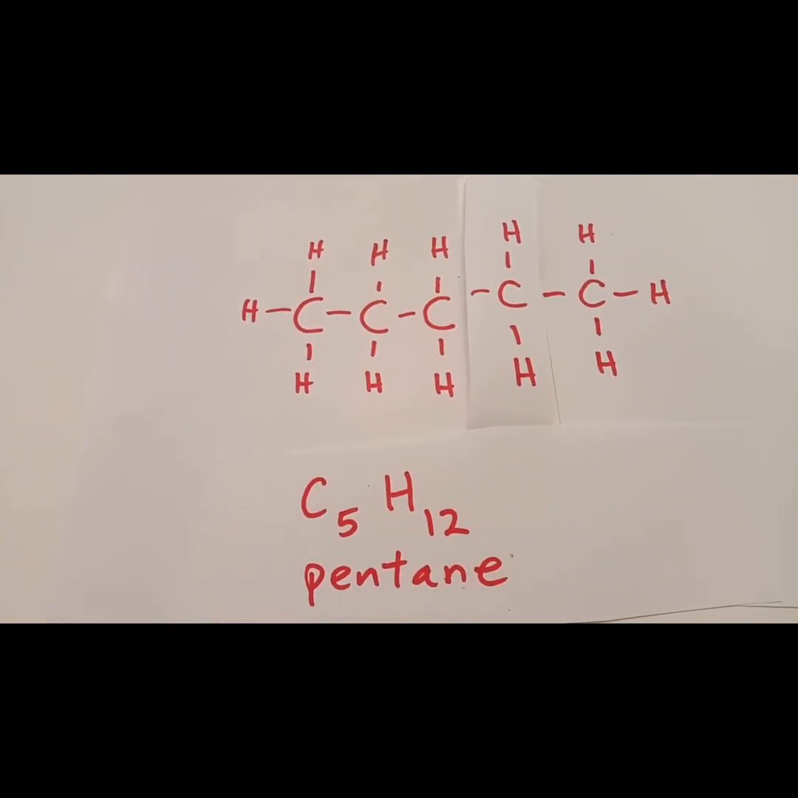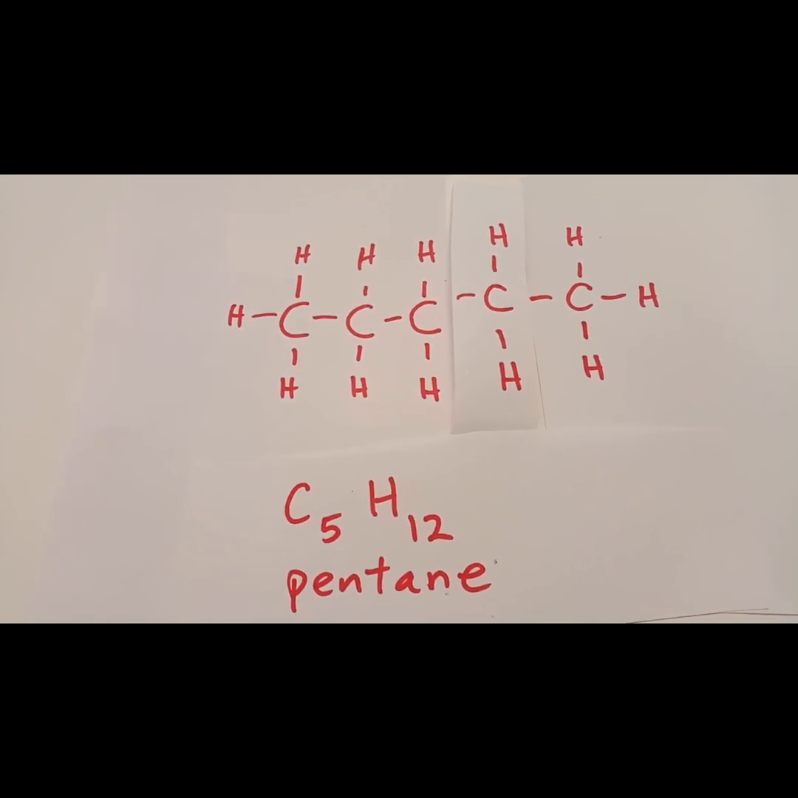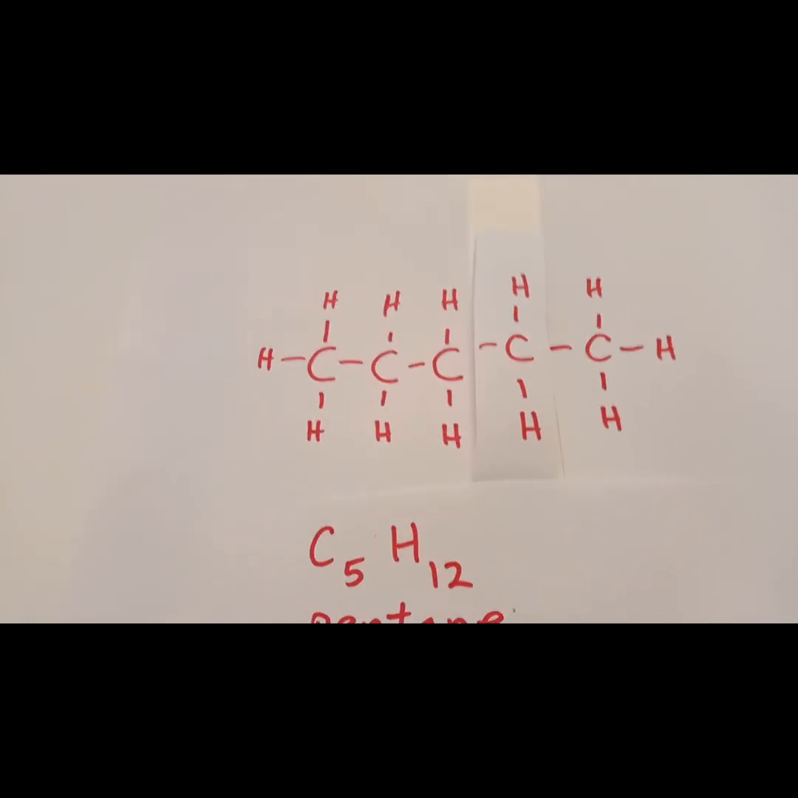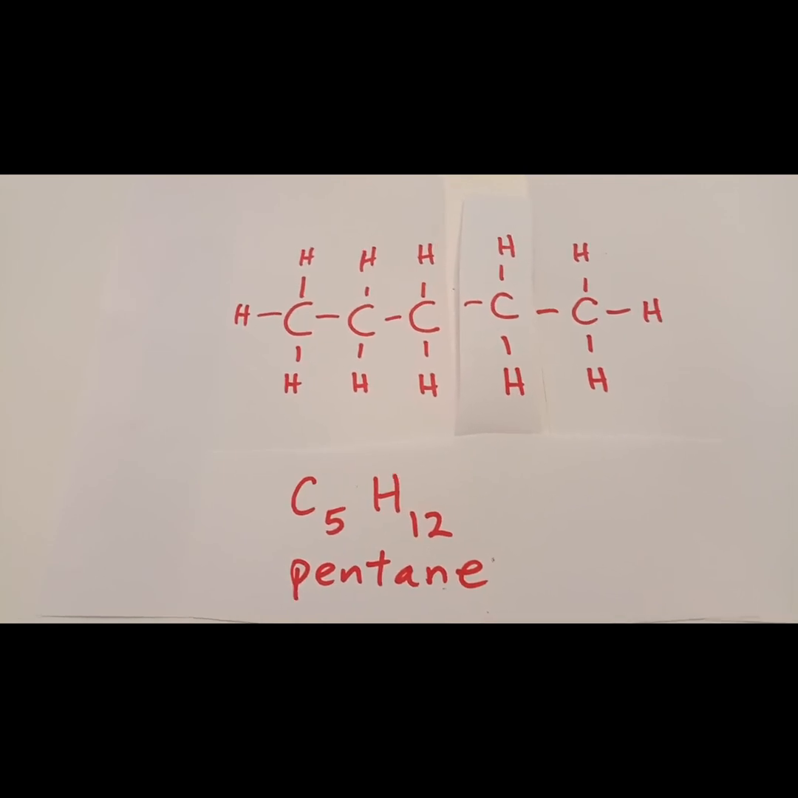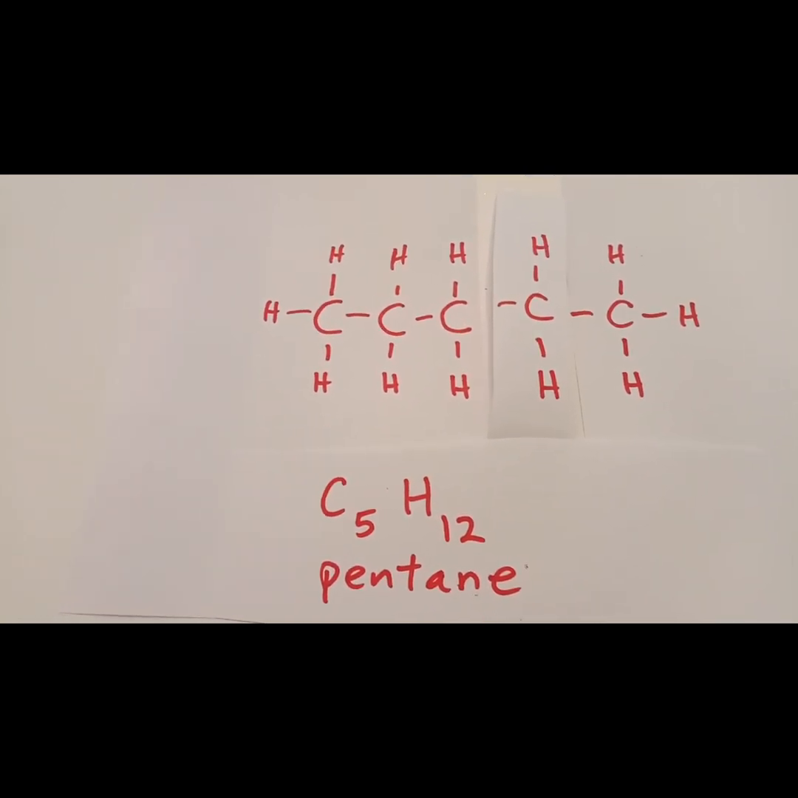Again, pent is the prefix for C5. And we have all single bonds. So it's pentane, an alkane, all single bonds, saturated with hydrogens, saturated with single bonds. And the general formula fits the alkanes. 5 times 2 is 10, plus 2 more is 12.